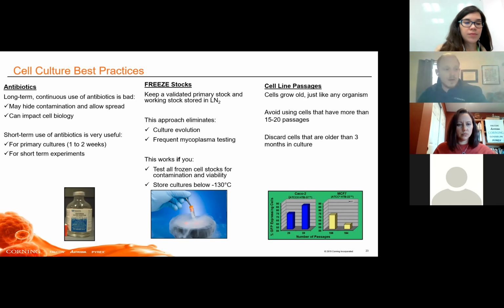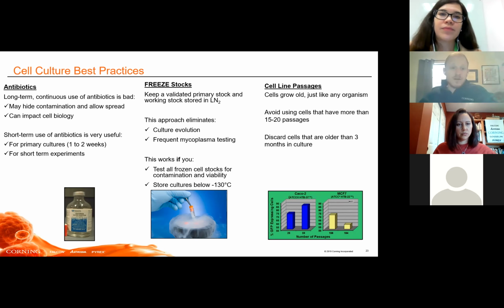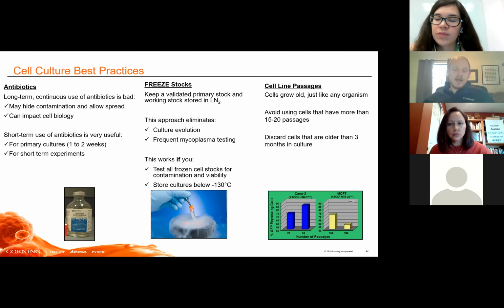And so many people eventually remove antibiotics from their cell culture, and they are still used and are good for short-term usage. So if you're working with primary cultures or you have precious samples from a biopsy, they can be used for short-term culture to establish those cell cultures before moving on and taking the antibiotic out of the media.